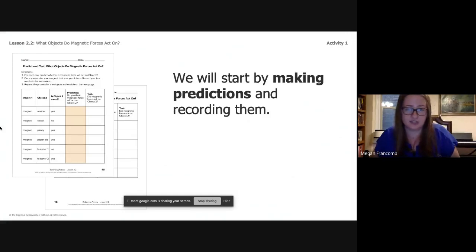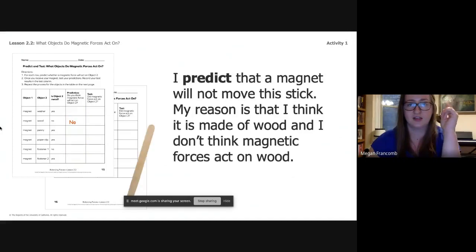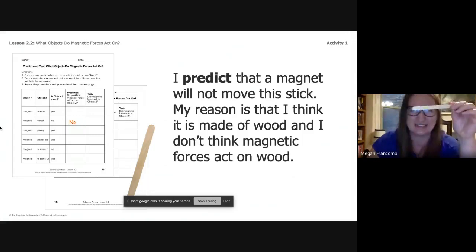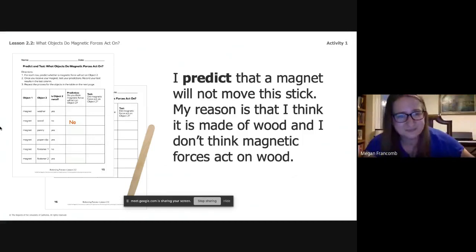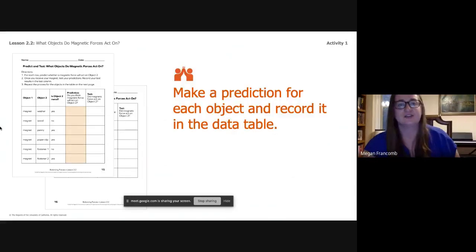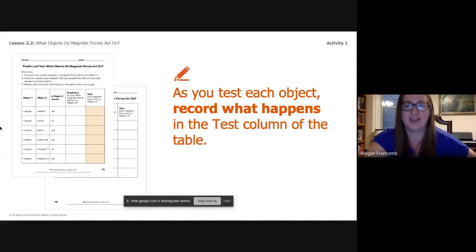You might have these 6 objects in your house, or you might need to find 6 other objects. Try to have a mix of some non-metal items and some metal items. So your first step, make predictions. Then, for example, I predict that a magnet will not move this popsicle stick. My reason is that I think it's made of wood, and I don't think magnetic forces act on wood. So, no, I don't think so. So you're going to need to make a prediction for each object and record it in your data table. And then as you test each object, record what happens in the test column of the table.